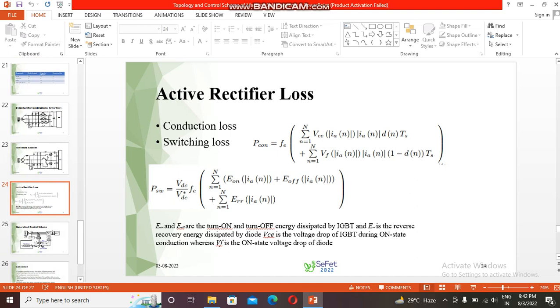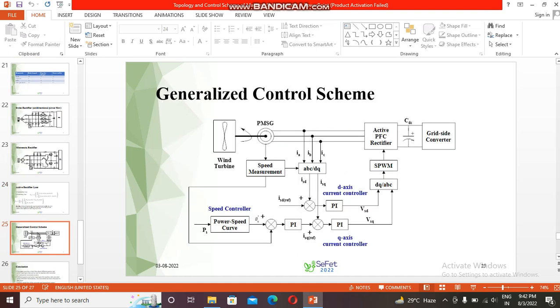Coming to the loss part, there are 2 different kinds of basic losses, that is conduction loss as well as switching loss, and these are the expressions for the conduction loss as well as the switching loss.